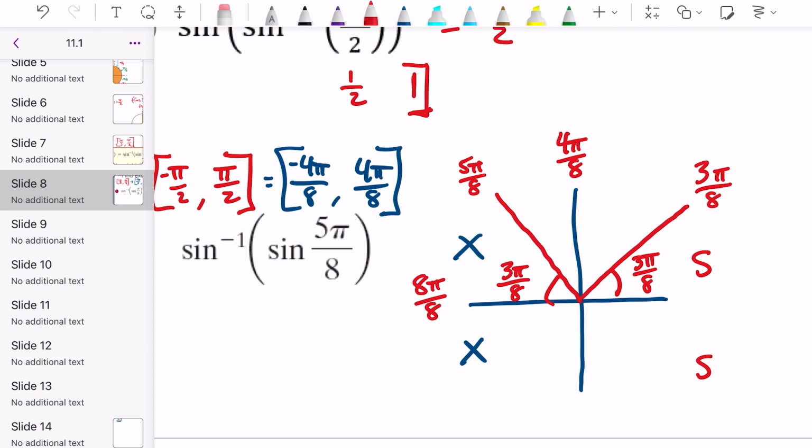Now, with this being 3 pi over 8, the main reason why we're doing a reflection over the y-axis is because we are working with sine. So that is extremely important to realize. So 3 pi over 8 is our final answer.